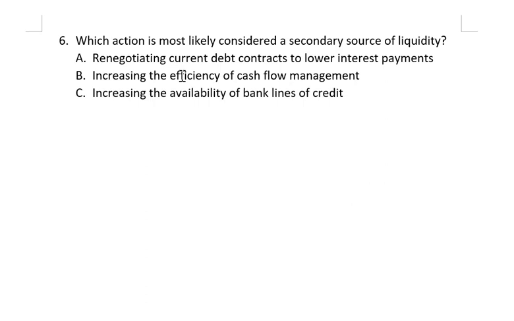Question 6. Which action is most likely considered a secondary source of liquidity? A. Renegotiating current debt contracts to lower interest payments. B. Increasing the efficiency of cash flow management. C. Increasing the availability of bank lines of credit. Renegotiating debt contracts is a secondary source of liquidity because it may affect the company's operating and financial positions. The answer is A.